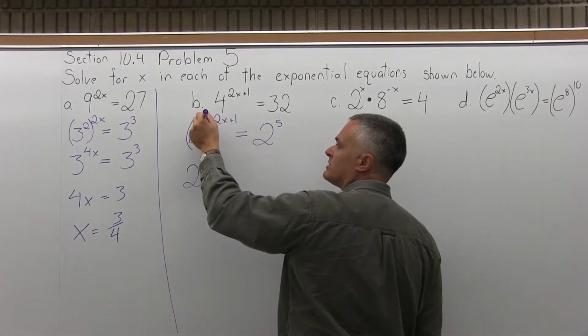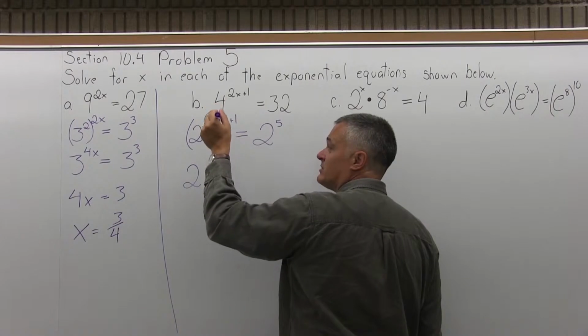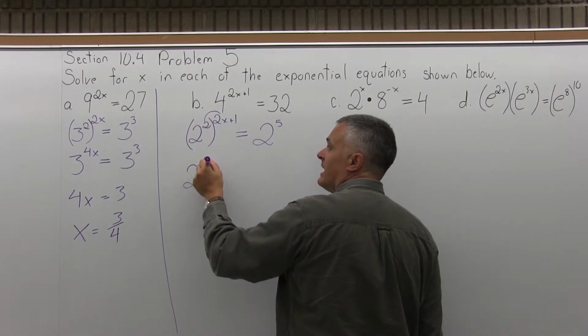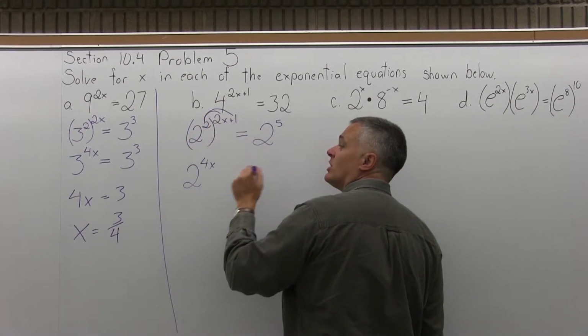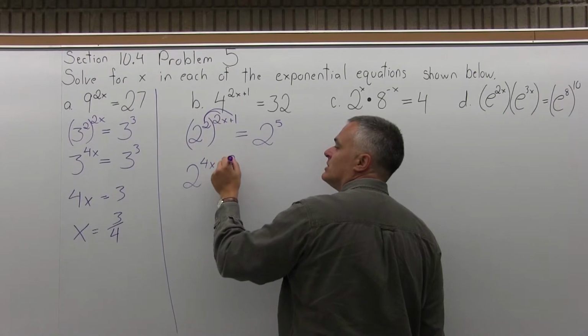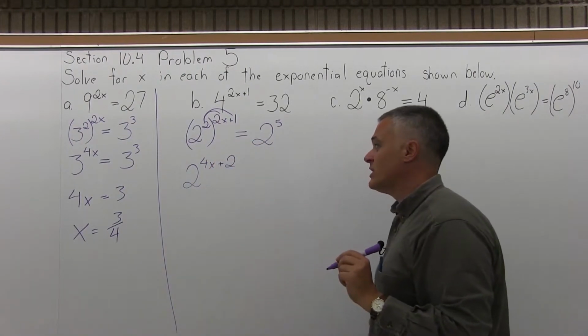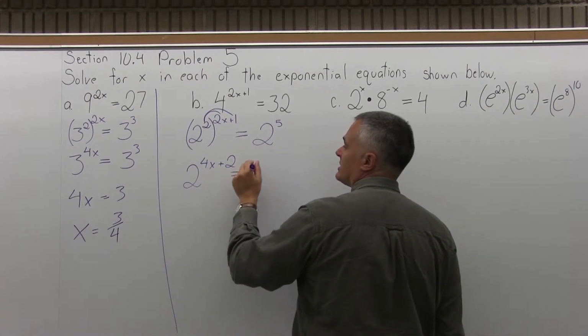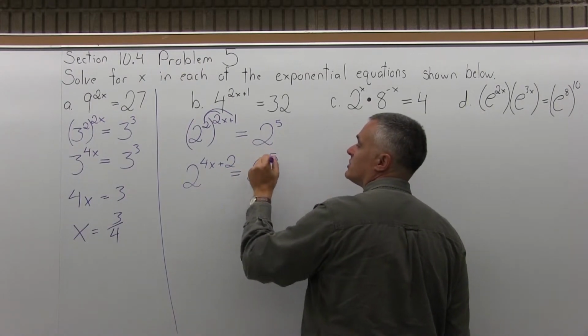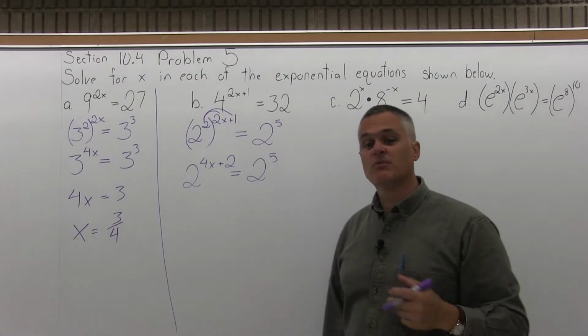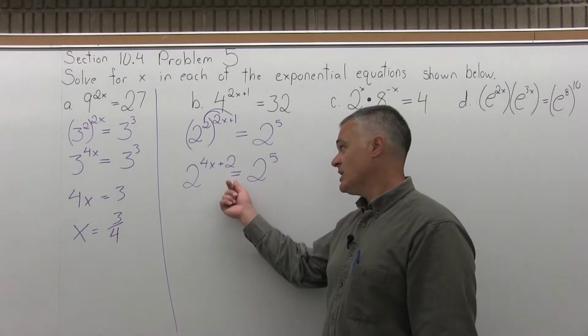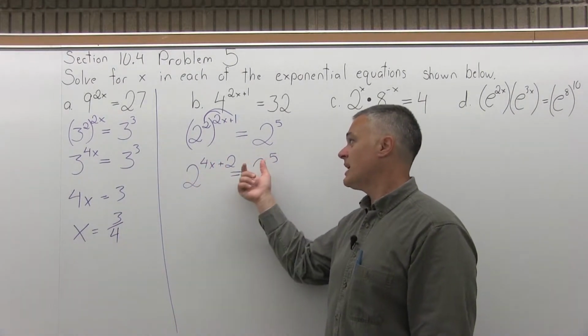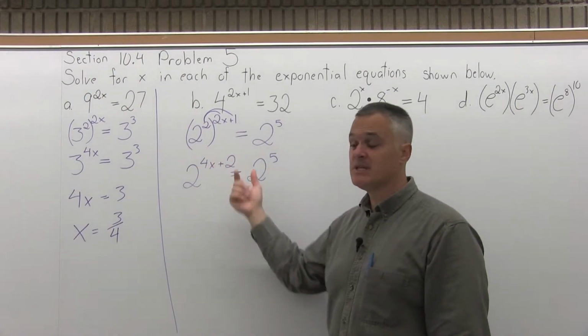So 2 times 2x plus 1, you have to do 2 times 2x is 4x. And then 2 times 1 on the end is 2. So now the left side of my equation is written 2 to the 4x plus 2 power. And the right side of the equation can stay 2 to the 5th. So now I have the same base on both sides. And again, this is an equation. I have 2 to some power equals 2 to some power. They equal, so the powers must be the same.